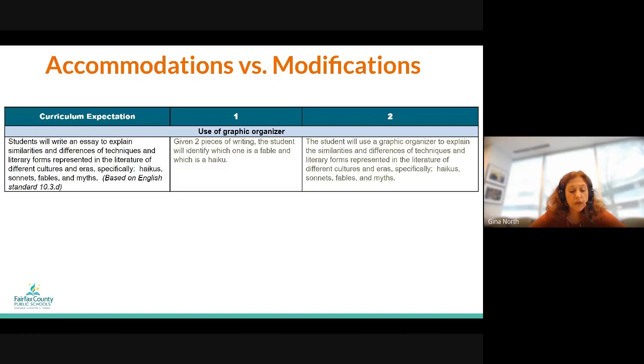The expectation for column 2 has not changed from the curriculum standard. The student is still expected to describe the similarities and differences. The what has not changed, but the how, writing an essay, has changed. The student is using a graphic organizer instead. So this is an accommodation. In column 1, the expectation has changed from explaining to identifying. Column 1 represents the modification.